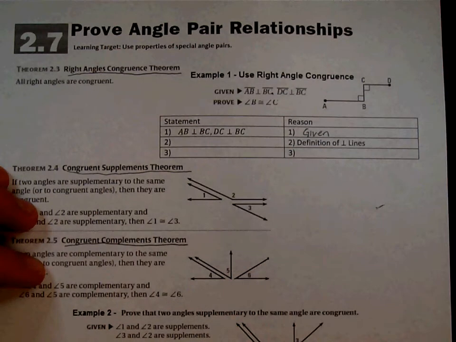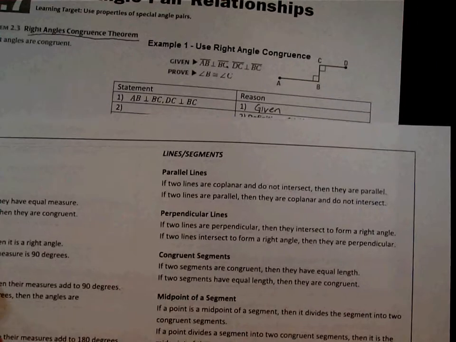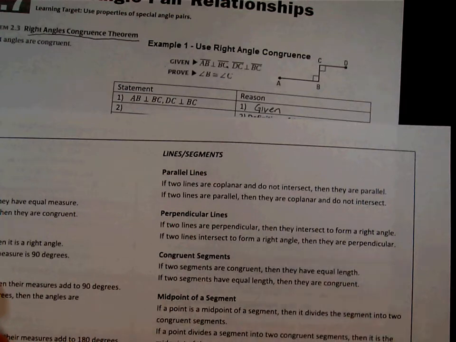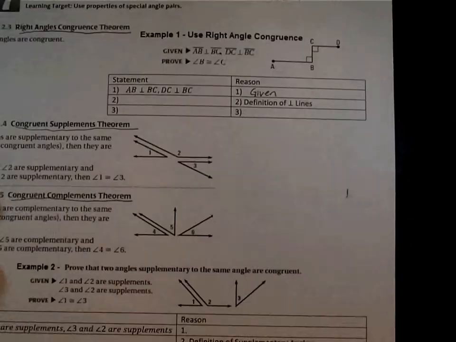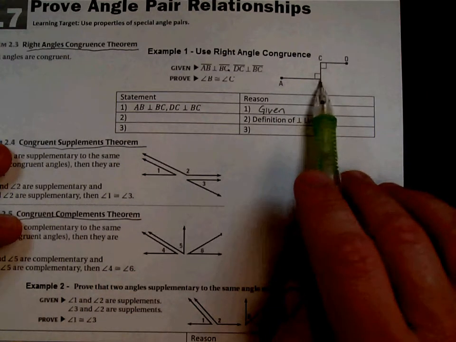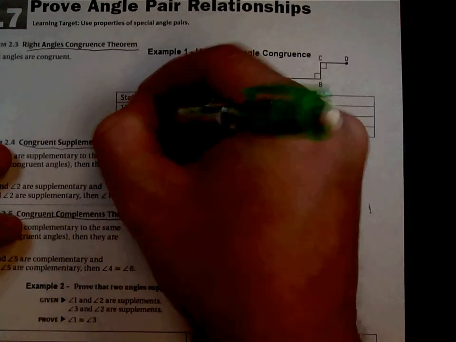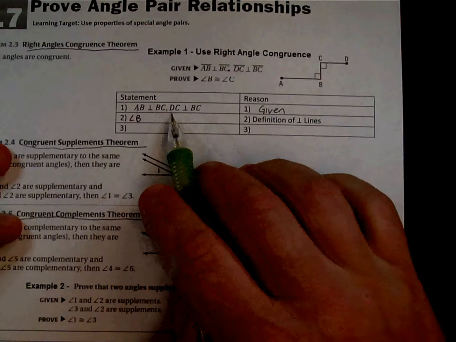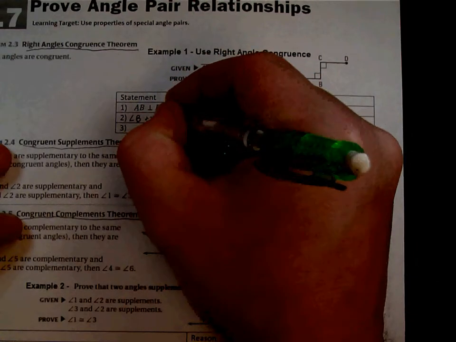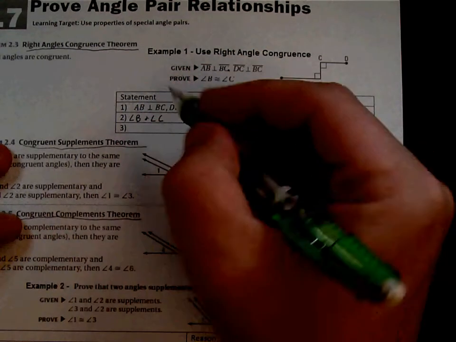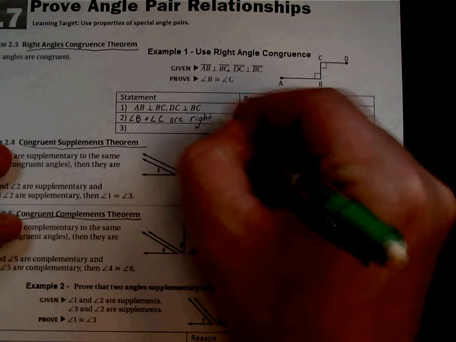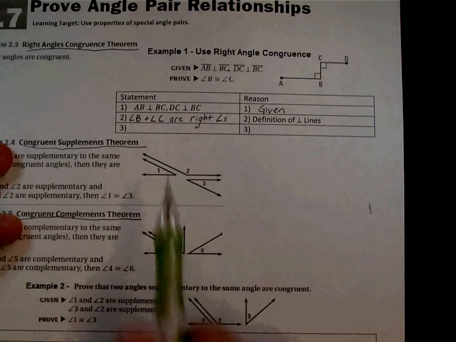Now apply the definition of perpendicular lines. I've got our definitions here. Perpendicular lines definition: if two lines are perpendicular, then they intersect to form a right angle. So let's apply that. Since AB is perpendicular to BC, they intersect at angle B. We know that angle B is a right angle. In addition, DC and BC intersect at C, so angle C is also a right angle. So I'll say angle B and angle C are right angles. That's what I can conclude from that definition.